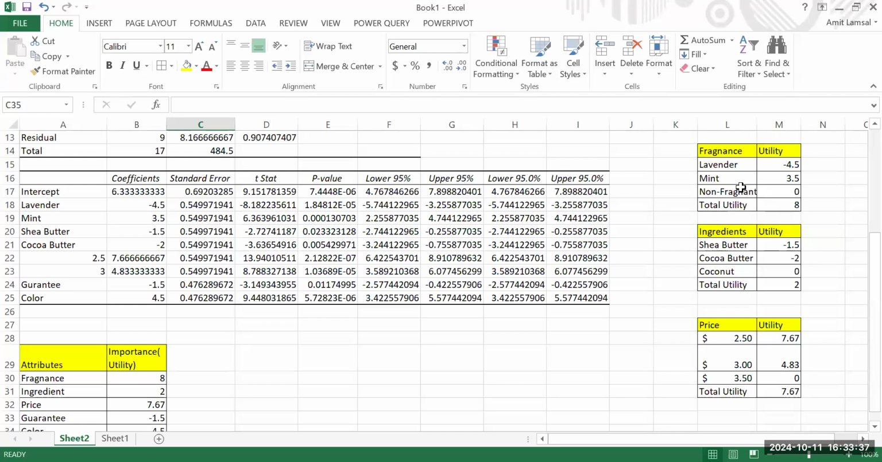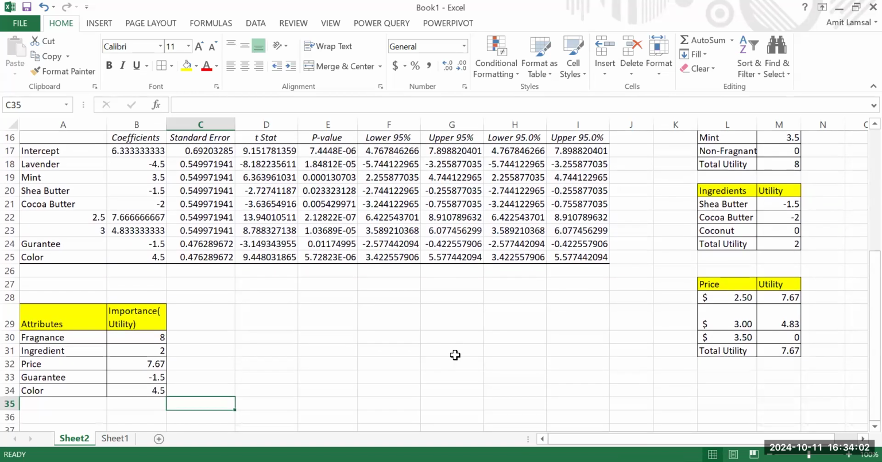Likewise, in ingredients, you can see shea butter and coconut butter both have the negative values. From this, we can say that most of the consumers prefer coconut as an ingredient, not in a huge amount, but amongst the shea butter and cocoa butter, they prefer coconut as the ingredient, but their overall utility is low compared to other attributes.